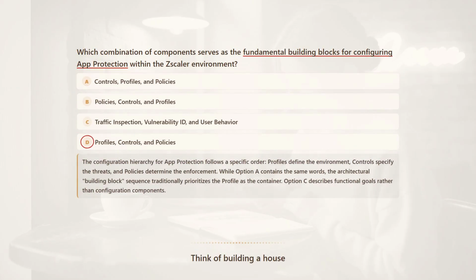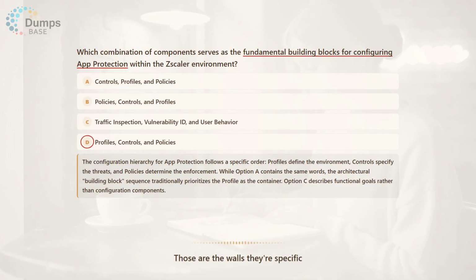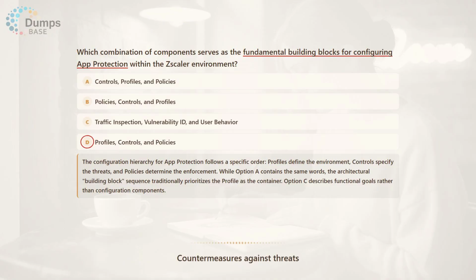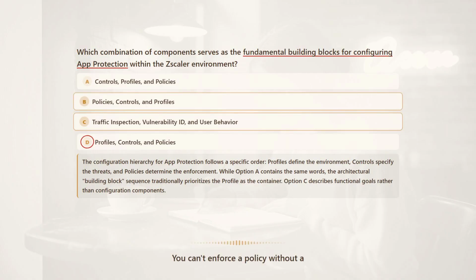Think of building a house. The profile is your foundation, your baseline. Okay. And the controls? Those are the walls. They're specific countermeasures against threats. And finally, the policies are the locks on the doors. You can't enforce a policy without a control, so B and C are out.